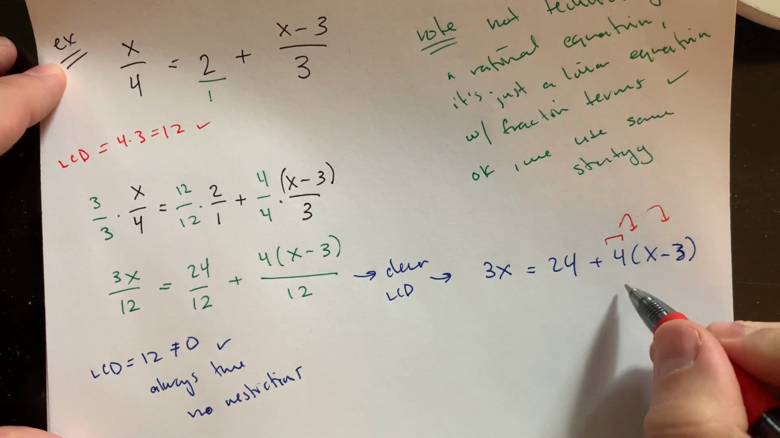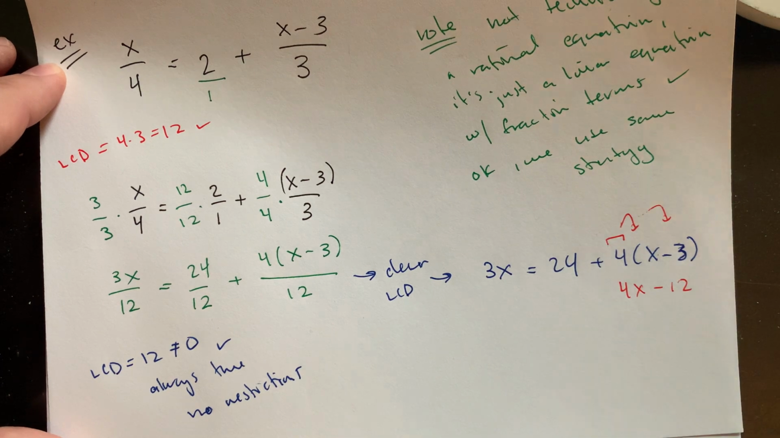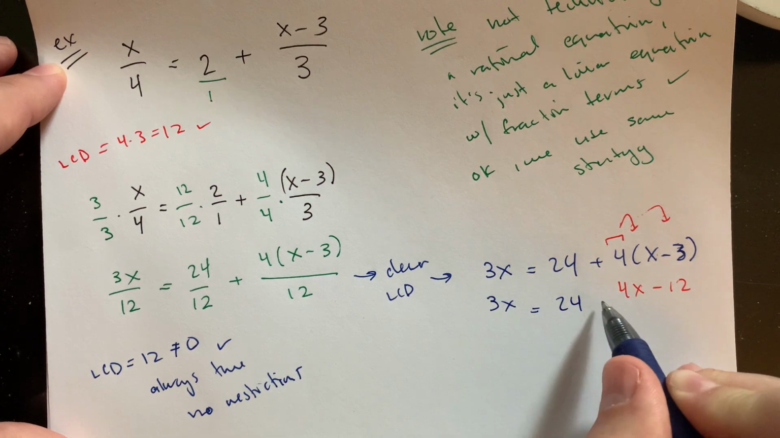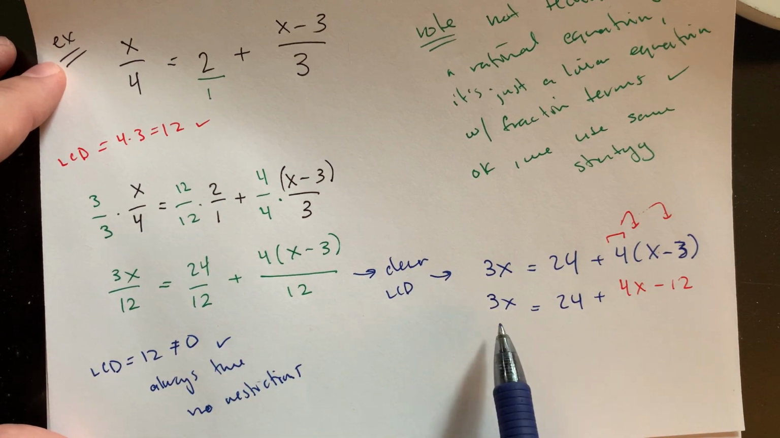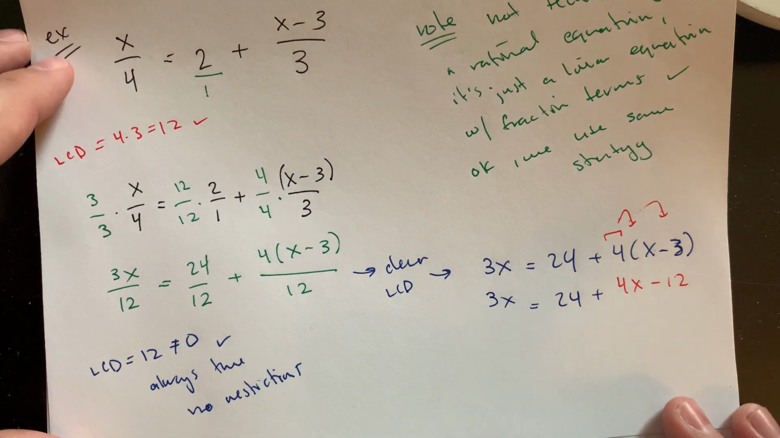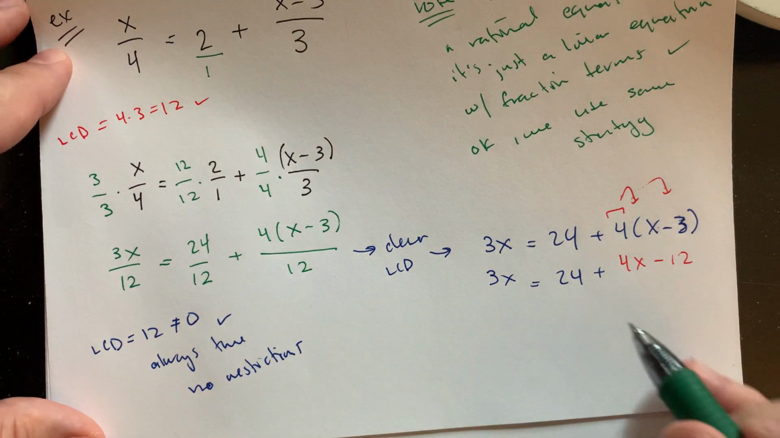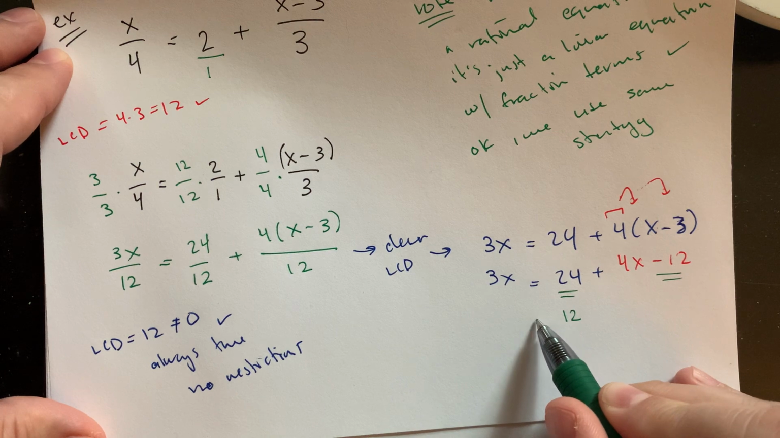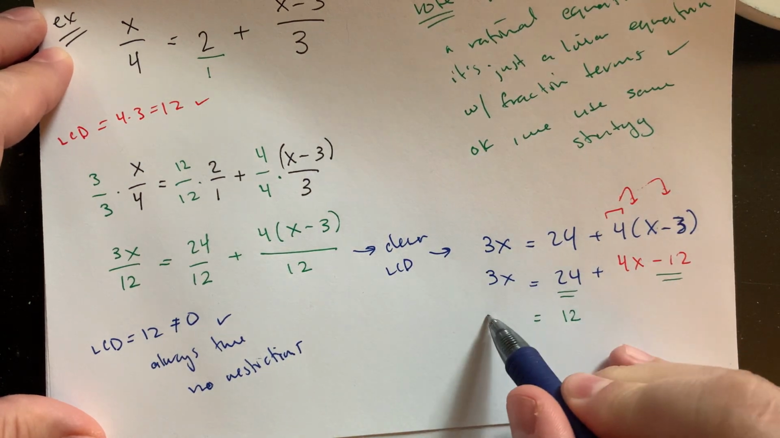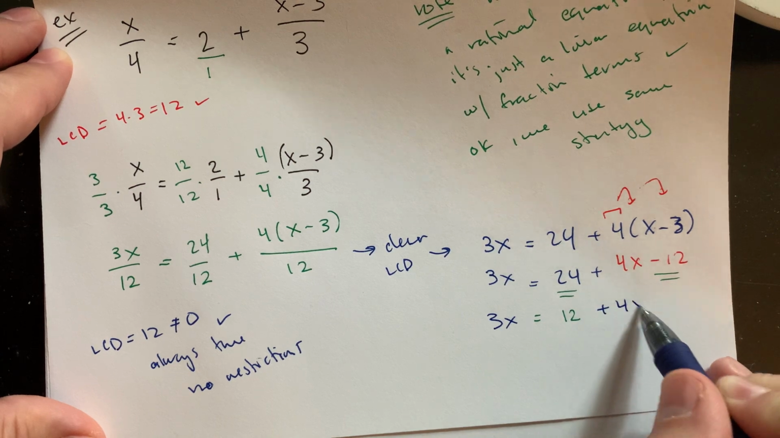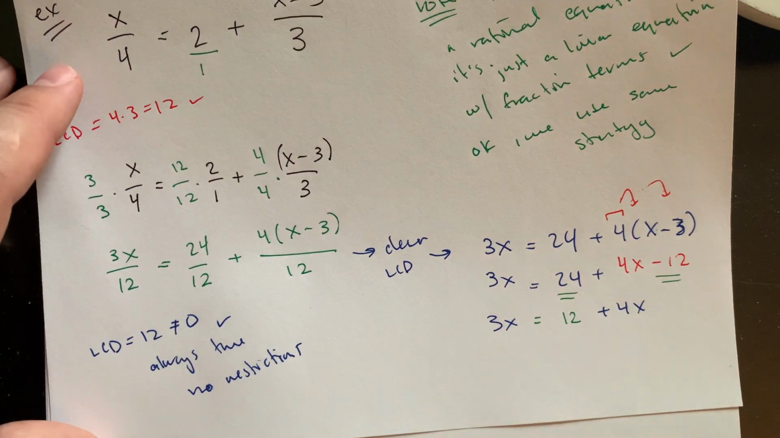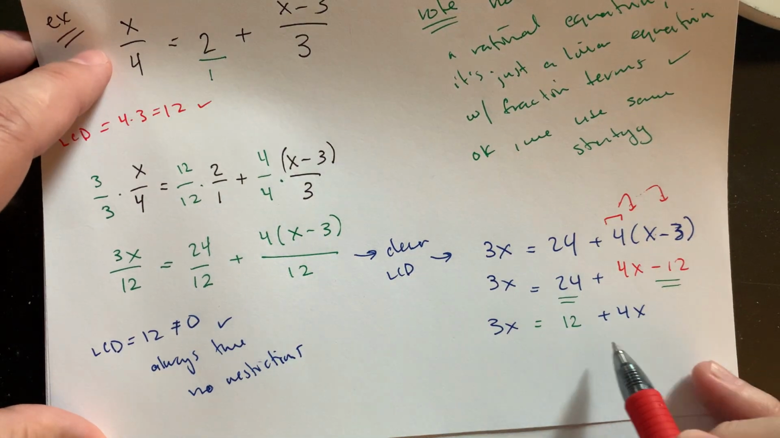So that's 4x minus 12. Now I'm just doing regular linear equation moves to solve this. So 3x equals 24 plus 4x minus 12. Running out of space a little bit here. 24 and minus 12 would leave me with a positive 12. 3x equals 12 plus 4x. And let's maybe move this 4x over to the left, and then we can just leave the 12 in place.